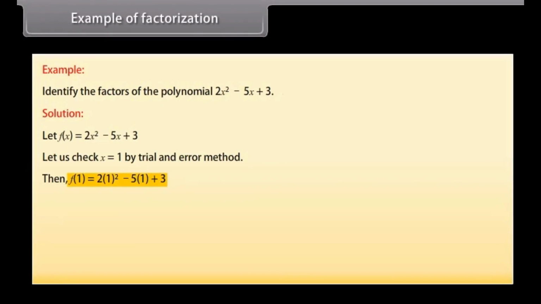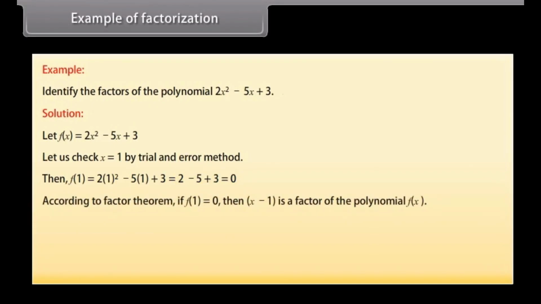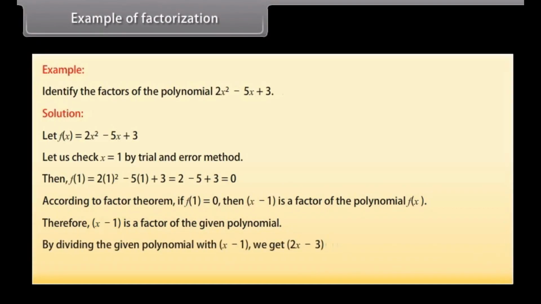f(1) = 2(1)^2 - 5(1) + 3 = 2 - 5 + 3, which equals 0. According to factor theorem, if f(1) = 0, then x - 1 is a factor of the polynomial f(x). Therefore, x - 1 is a factor of the given polynomial. By dividing the given polynomial with x - 1, we get 2x - 3. So, the factors of the given polynomial are 2x - 3 and x - 1.